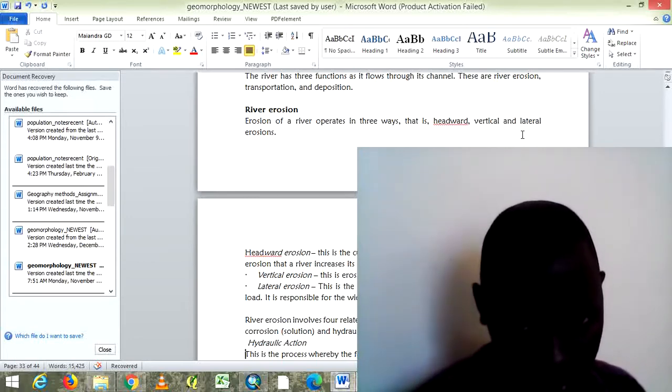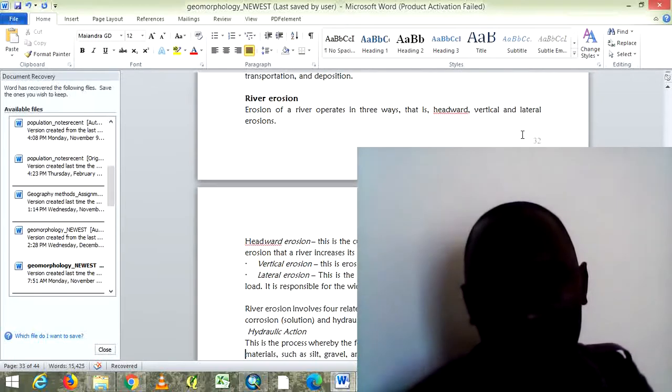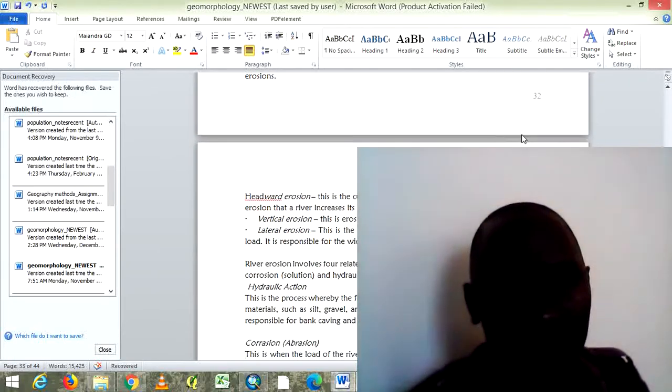Vertical erosion is the erosion by which a river deepens its channel. This is erosion which takes place on the valley floor or the channel floor. Lateral erosion takes place on the valley sides or the channel sides, and therefore leads to the widening of the river valley. Rivers erode in three processes, i.e.